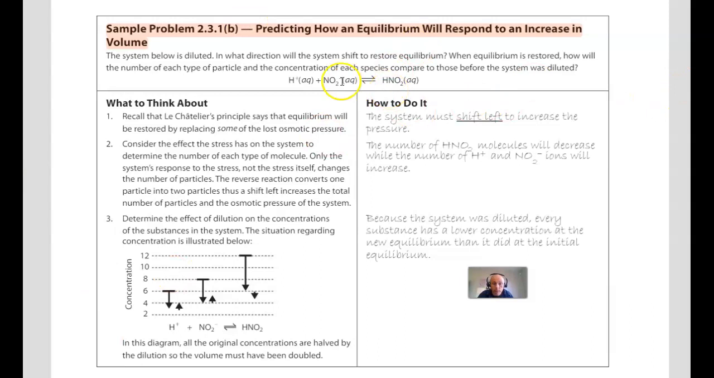Meanwhile, product is being converted to reactant. So there'll be fewer product ions, fewer HNO2 dissolved, and more H+ ions and NO2- ions dissolved. Decrease in HNO2 number of particles, increase in H+ and NO2- ions. Similar to last time, because the entire system is being diluted, the concentration of all of the ions will be lesser once equilibrium is reached than they were beforehand. The HNO2 will be the lowest because it's shifting to the left, but again, all of the ions will be at a lesser concentration once equilibrium is reached.